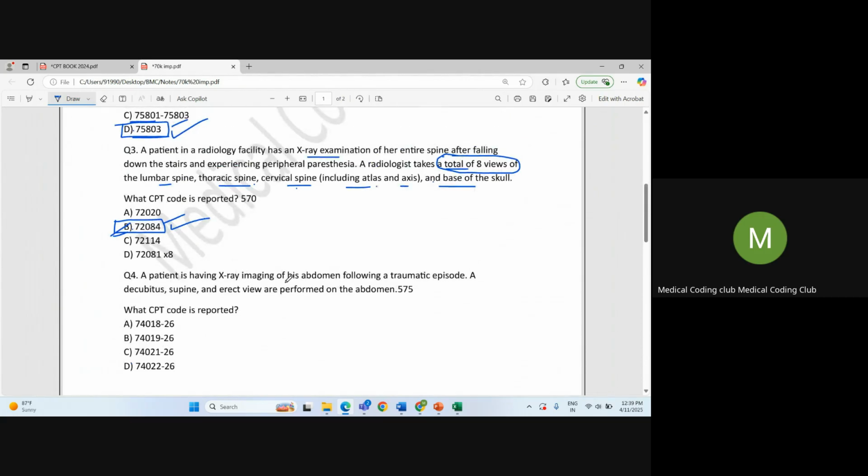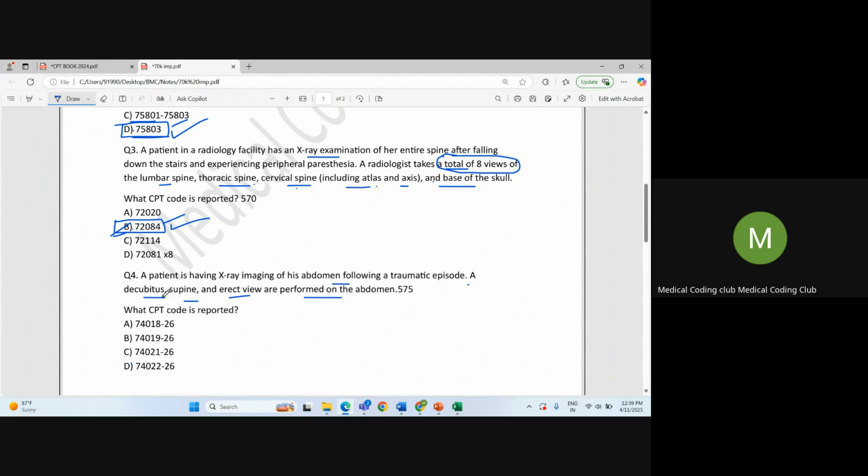Patient is having X-ray imaging of his abdomen following a traumatic episode, and then for the abdomen, a decubitus and supine and erect view are performed on the abdomen. Okay, so on the abdomen region, they are performing X-ray. Here they have mentioned the view also. Different positions, they have taken X-ray with the different position.